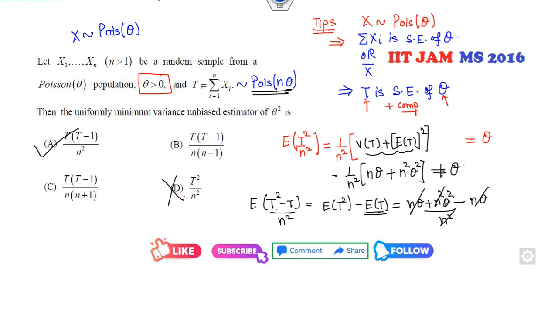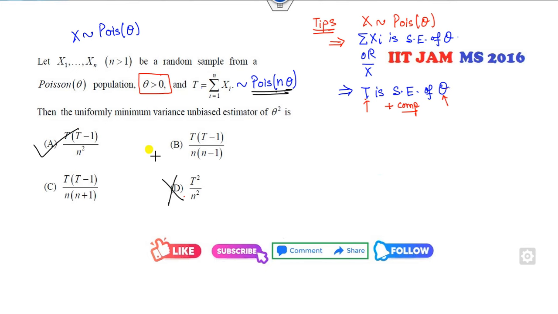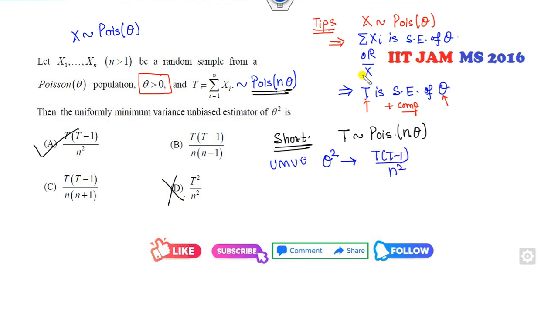Fine. Now what is the shortcut twist? Instead of solving this, what is my shortcut twist for you? If T follows a Poisson distribution with the parameter n comma theta, for example like here, then the sufficient estimator, the UMVUE of this is T into T minus 1 over n square.